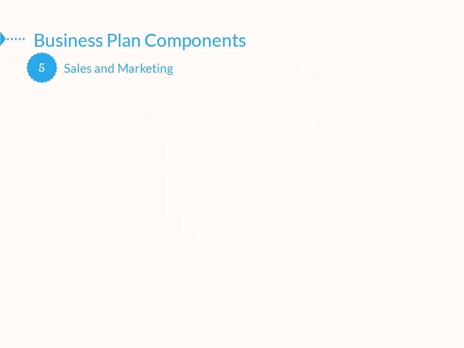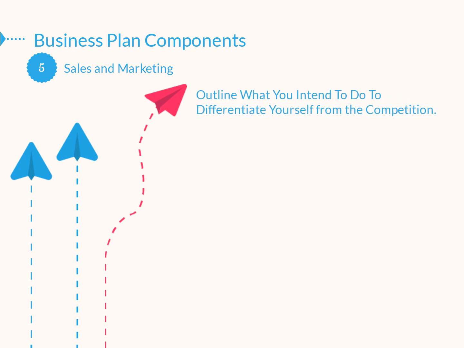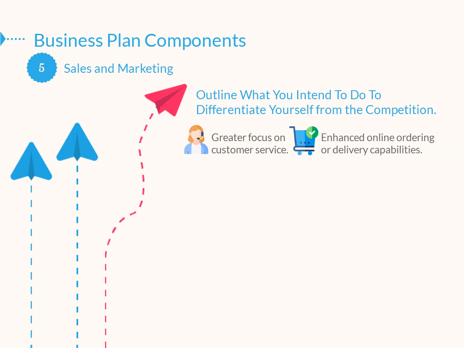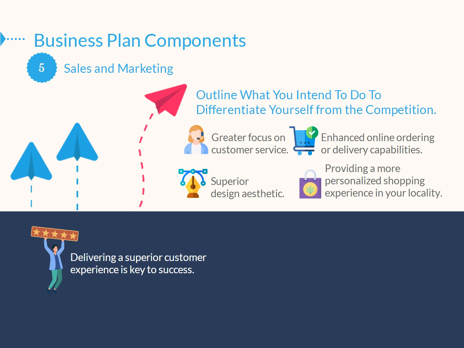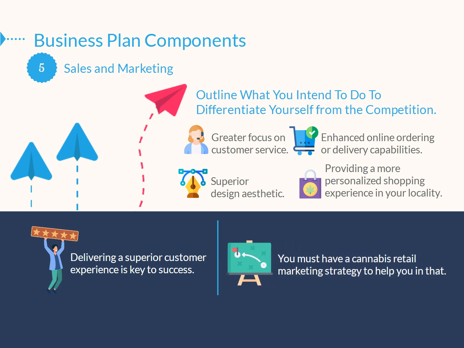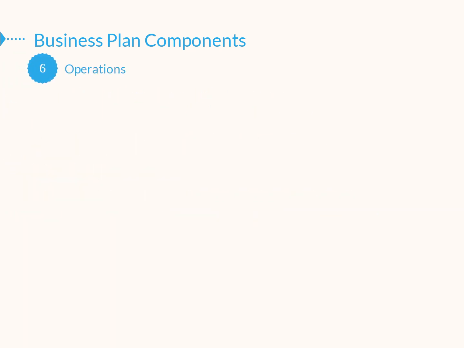5. Sales and marketing. This section of the plan should outline what you intend to do to differentiate yourself from the competition. This could include a greater focus on customer service, enhanced online ordering or delivery capabilities, a superior design aesthetic that better appeals to your customer base, or providing a more personalized shopping experience in your locality. Delivering a superior customer experience is key to success, and you must have a cannabis retail marketing strategy to help you in that.